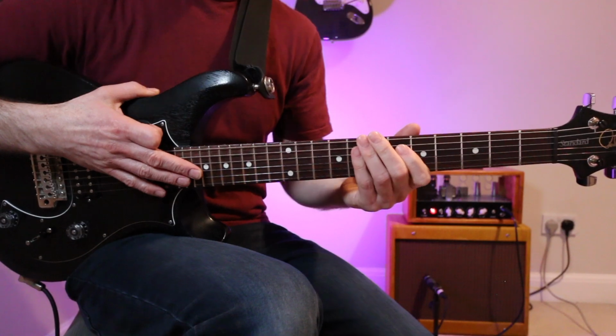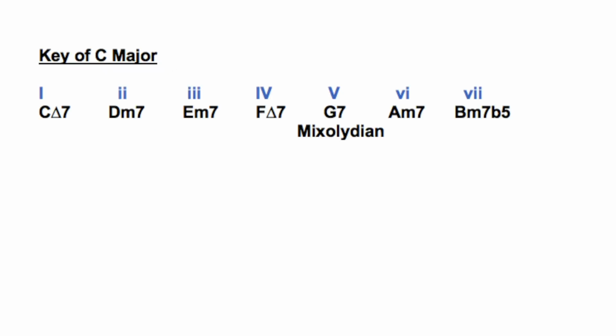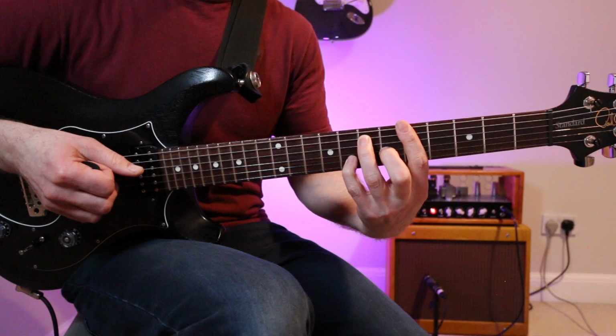Over a dominant 7 chord, we've got the choices of mixed Lydian, Lydian flat 7, and Phrygian dominant. Mixed Lydian is the most common one. Mixed Lydian is the 5th mode in the major scale. So we would use it over the 5th chord. Now dominant 7 chords usually are behaving as a 5 chord. Okay, let's see what it sounds like.